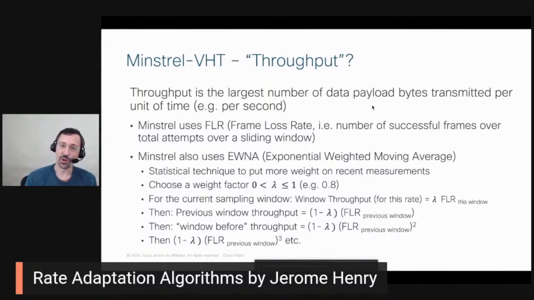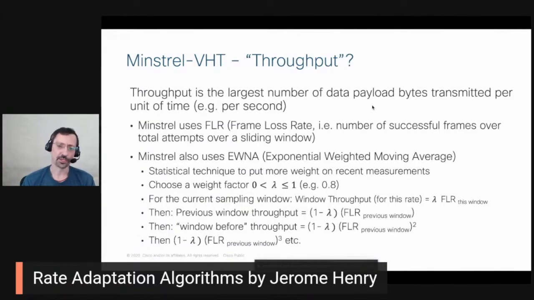And I do it in a way which is a little bit weird, that you see at the bottom, where I say, I'm going to do 1 minus lambda times the frame loss rate of this window. And then I'm going to also add 1 minus lambda times the previous FLR of the previous window, but I'm going to square it. And then if I have 2 windows ago, I've done that before as well. I'm going to add 1 minus lambda times the third window cubed.